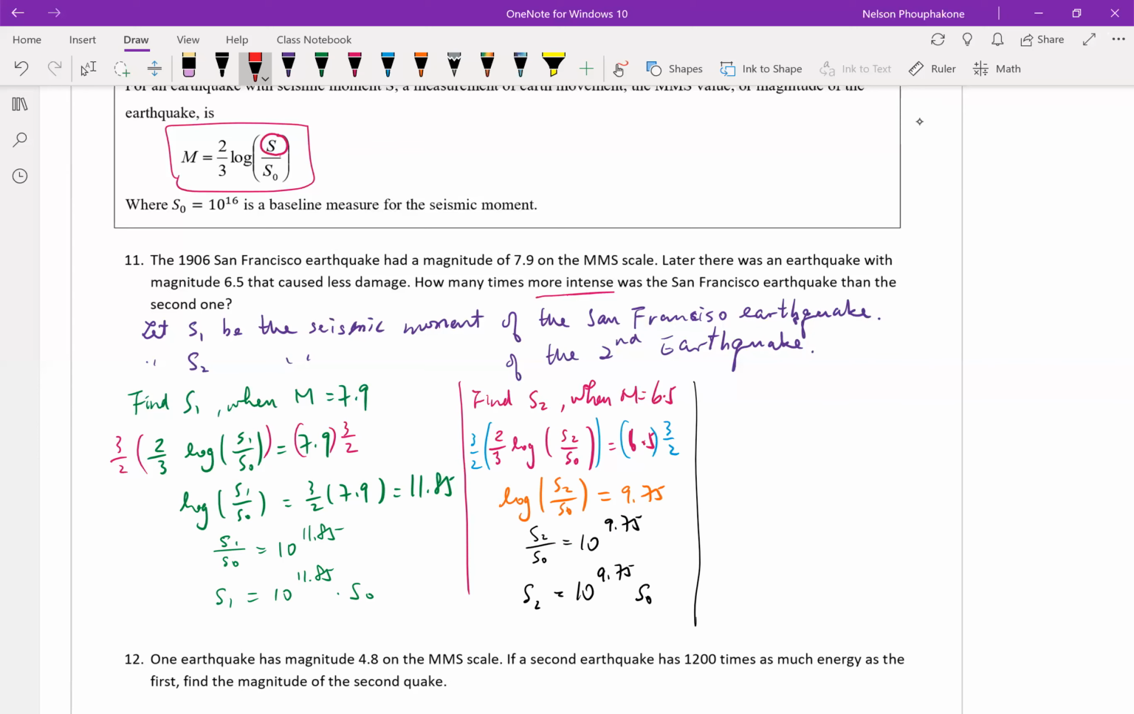first one is how many times more intense, then what we could do is we could actually use a ratio. Okay, compare the S sub 1 to S sub 2 then. So I have 10 to the power of 11.85 S naught over S sub 2 is 10 to the power of 9.75. Okay. So then, of course, in this case, S naught cancel out, right? Then if you use your calculator, then this number is about 126 times.